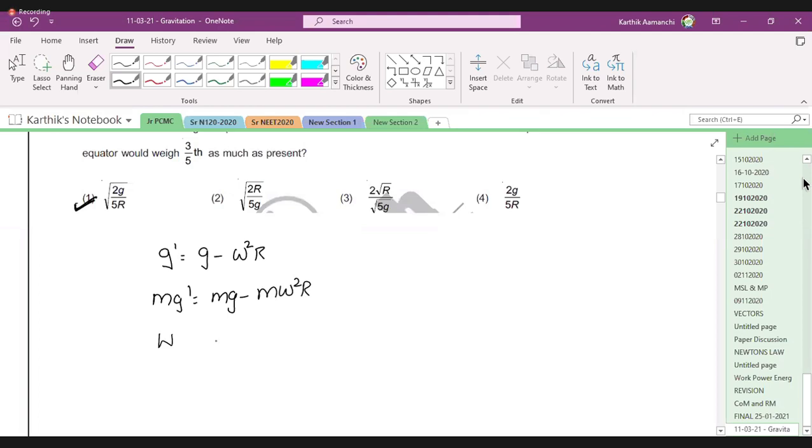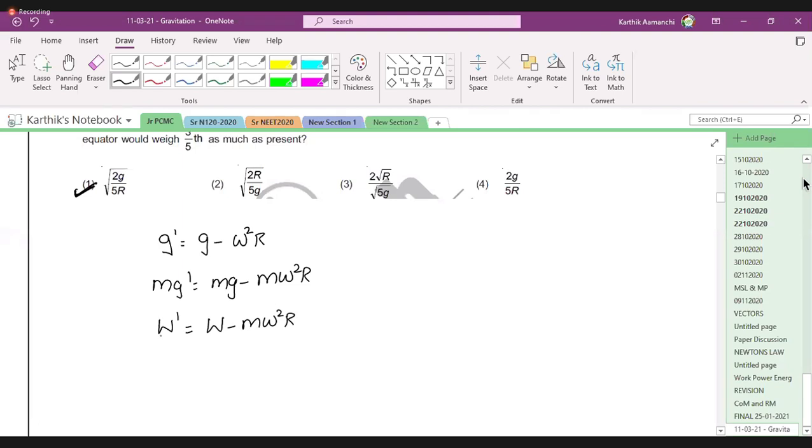W dash is equal to W minus m omega square r. So this is how much? 3/5 of the present value. So W minus 2W by 5 is equal to minus m omega square r. Minus minus gets cancelled. This is 2g by 5 is equal to omega square r. Omega is under root 2g by 5R.